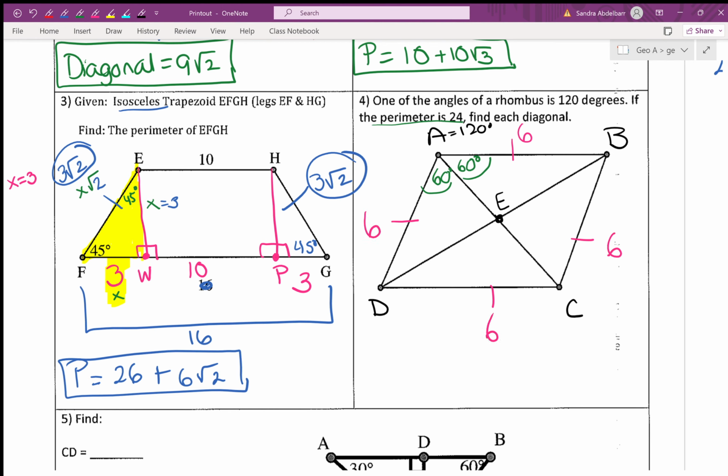All right, other things we have to remember. It says find each diagonal. We have to remember that not only are the diagonals perpendicular, which means 4 right angles in the middle, but also the diagonals bisect each other. So AE is congruent to EC, and DE is congruent to EB.